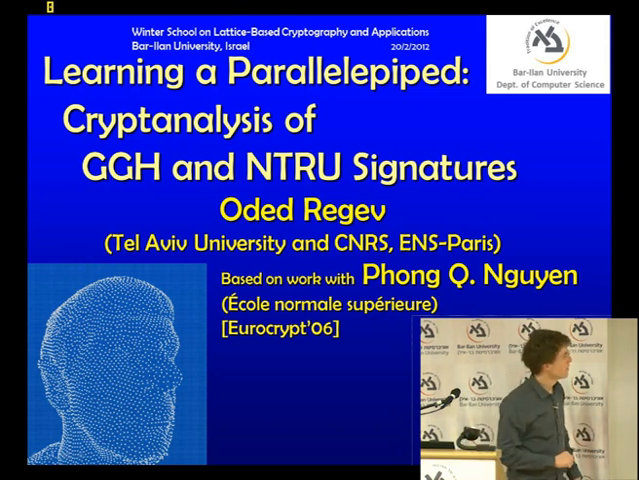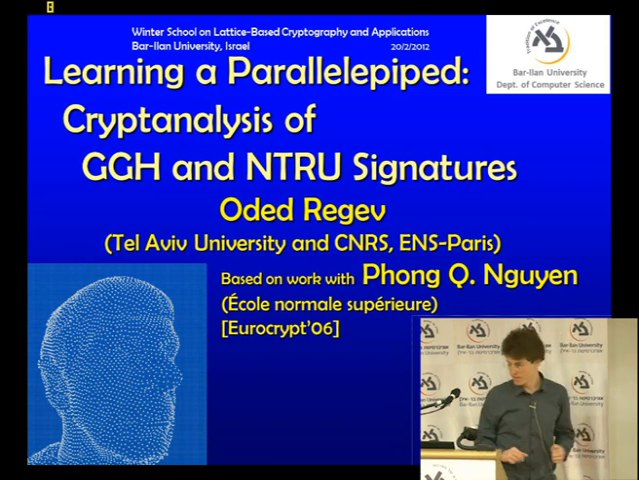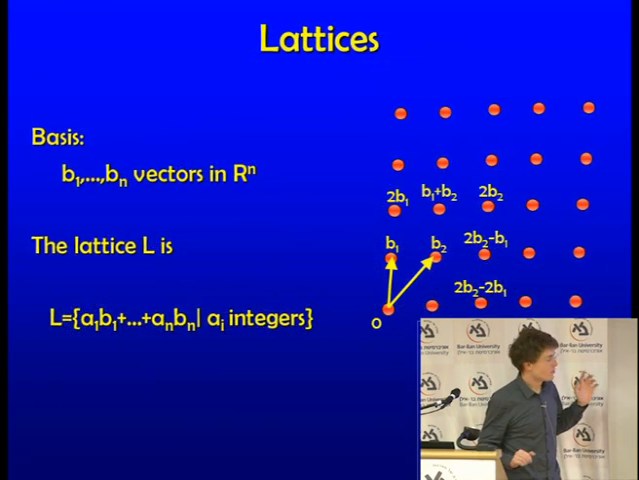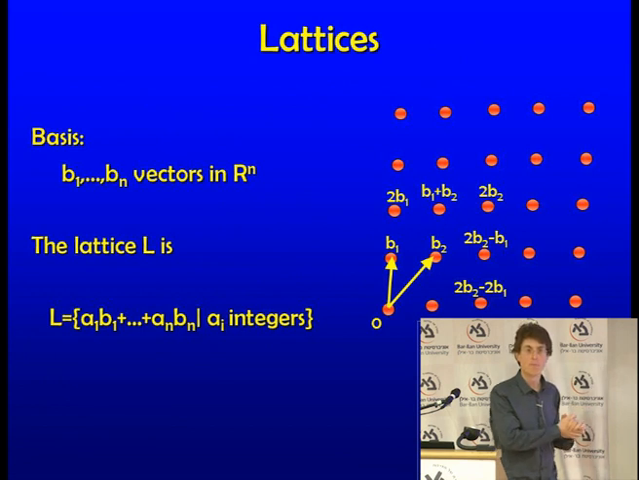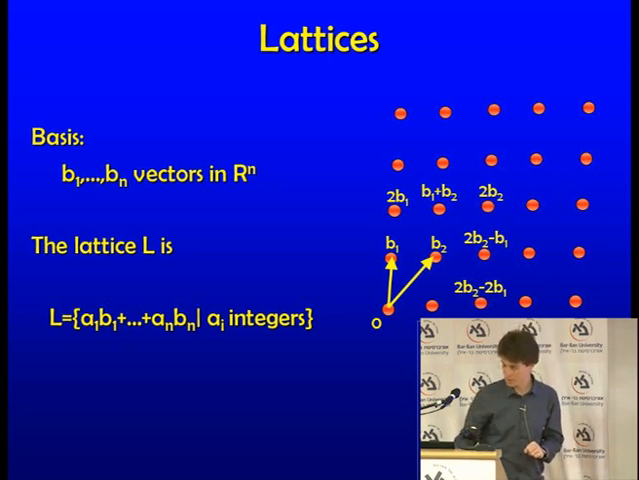So in case you forgot, this is a lattice. This is a two-dimensional one, and we've seen that before. Definition again, just in case you forgot. We have a basis b1 up to bn, and we take all integer combinations of these vectors. So this forms a lattice. I hope you know that.